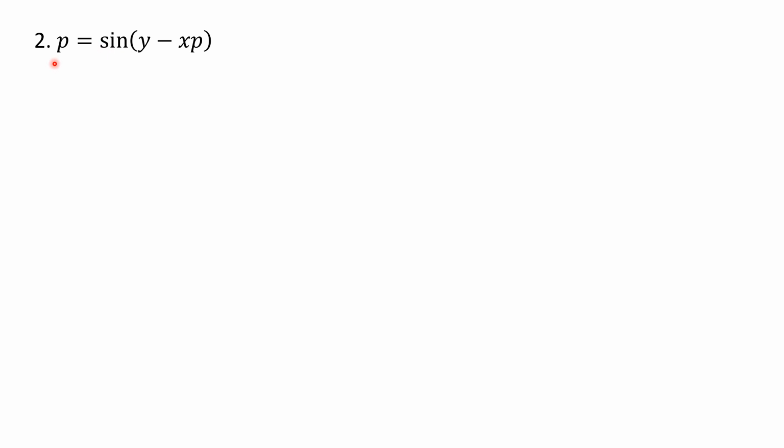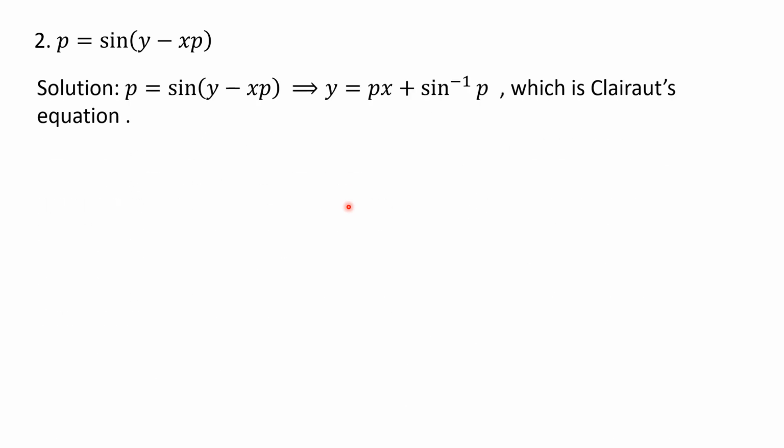So here the given equation is p equal to sine of y minus xp. So we have to solve, and then also we need to find singular solution. Now if you observe directly, it is not in Clairaut's form, but we can rearrange. So the given equation p equal to sine of y minus xp, you can write it as sine inverse p. You can take sine to this side. Sine inverse p is equal to y minus xp, or y is equal to xp plus sine inverse p. So which is clearly a Clairaut's equation.